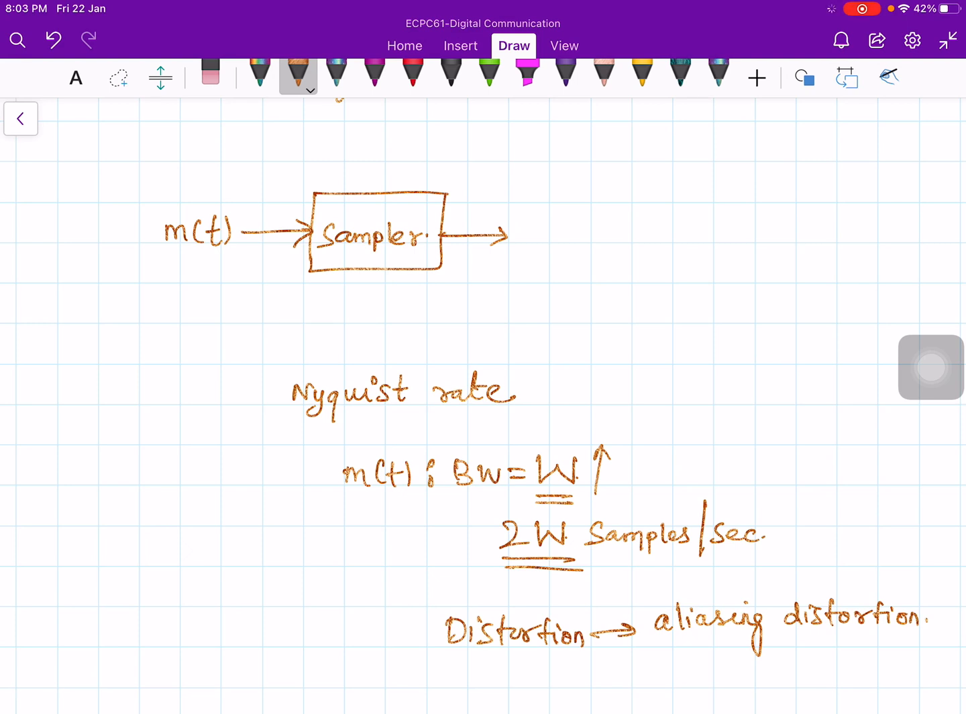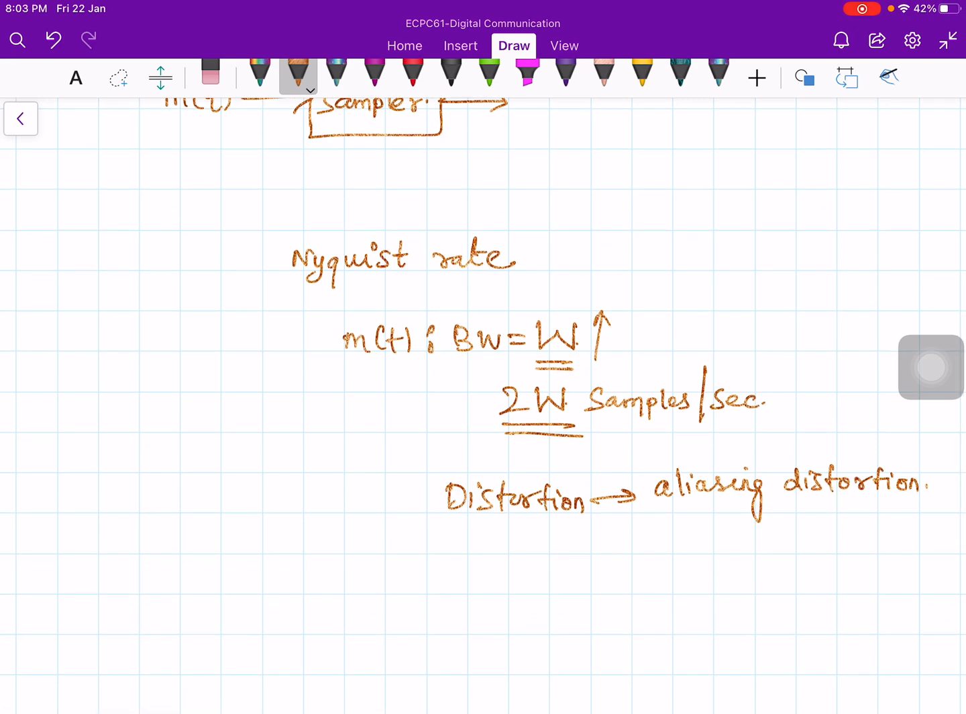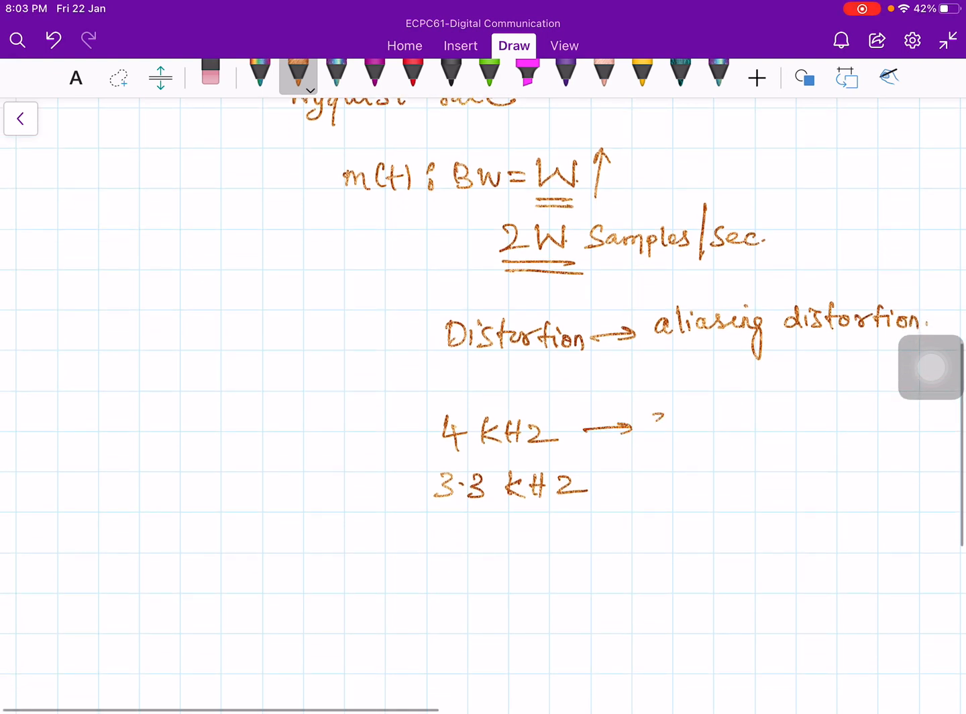For example, take the case of your voice signal. Voice signal does contain components even beyond 4 kilohertz, right? But for most purposes, the quality of the voice signal hardly suffers if you band limit it within 3.3 kilohertz or so. Therefore, we can sample at twice the maximum component, which fits into 4 kilohertz, and therefore you sample at 8000 samples per second.